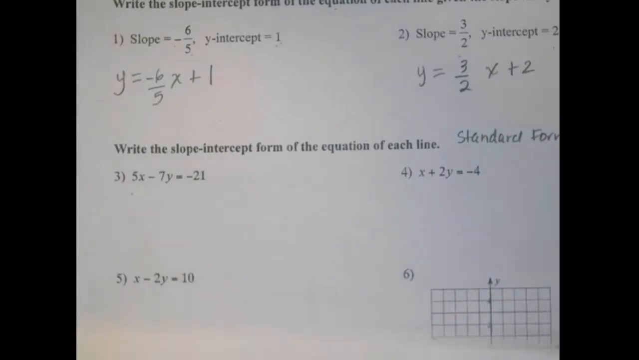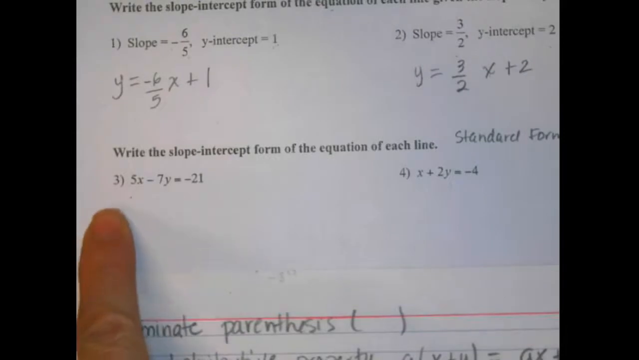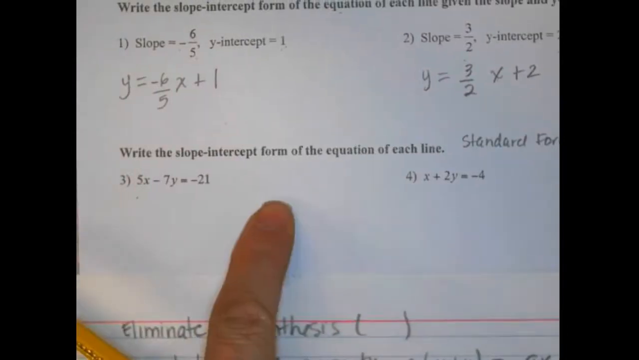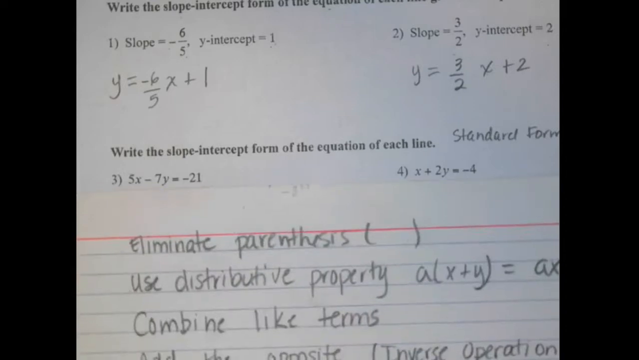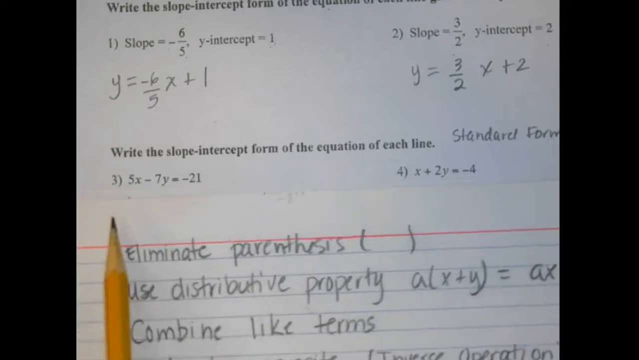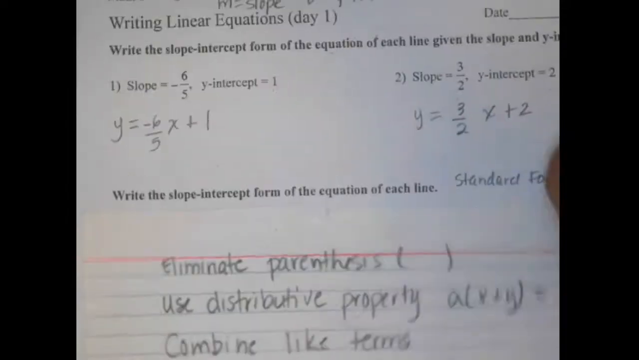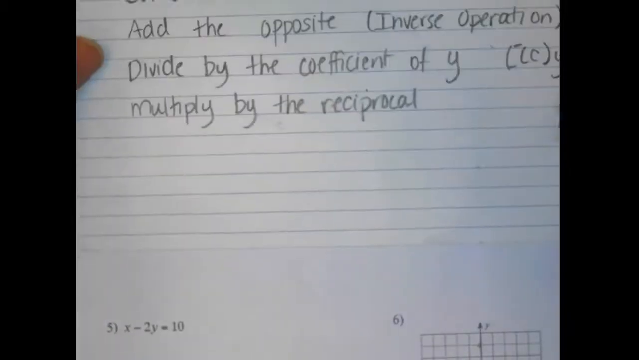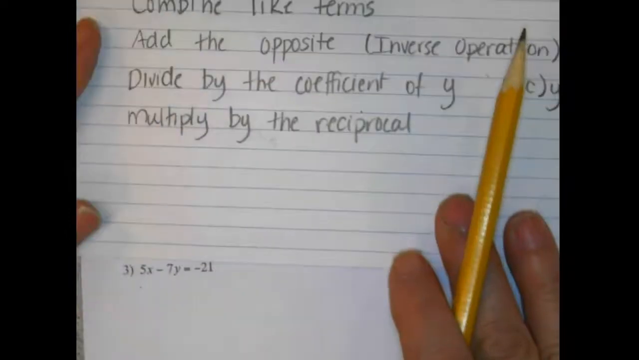So the first thing that I want to understand is that I want my y by itself on this side, and I want my x on that side. So I'm going to look at my steps. Do I have parentheses? No, so I'm not going to use distributive property. Do I have any like terms that I can combine? No. So I'm going to go to the bottom part, right, and I'm going to look at adding the opposite. Can I add the opposite? Yes. So we're going to add the opposite.